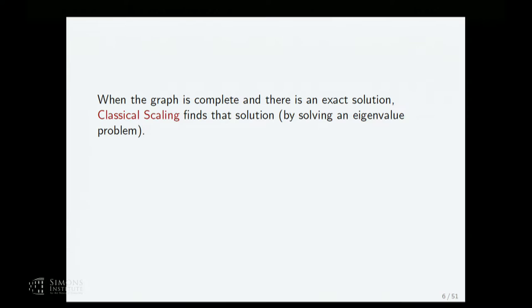When the graph is complete and the dissimilarities are such that the graph is realizable, meaning there really is a configuration of points for which the dissimilarities are the pairwise Euclidean distances, then the problem can be solved exactly via an eigenvalue problem. This has been known for a long time, and the algorithm is known under the name of classical scaling. I'm sure there are other names for it.